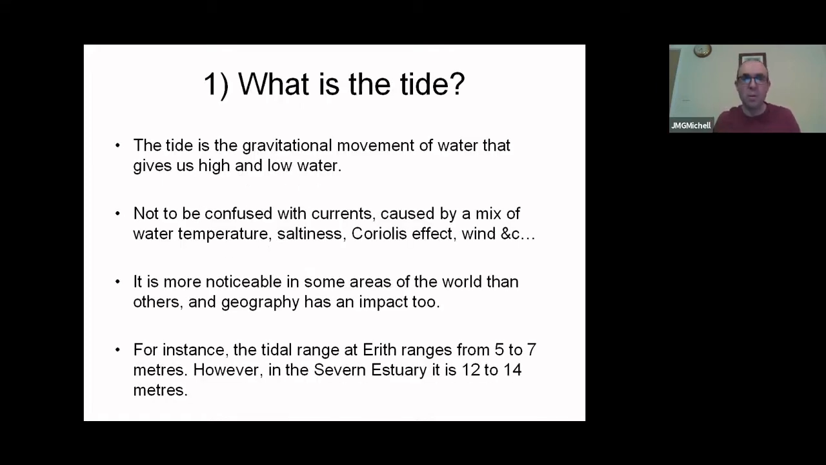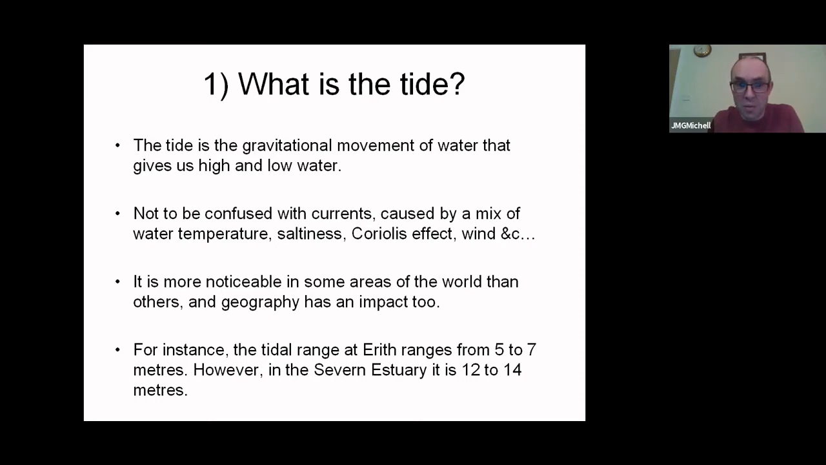So what is the tide? At its very basic, the tide is the gravitational movement of water that gives us high and low water. If you've been to Erith, then you know the long slipway with the red pillar at the end of it, the navigation mark. That is a really good indication of how high and how low the water is or can be.